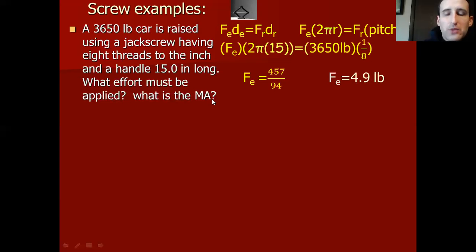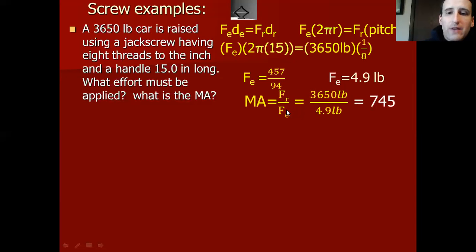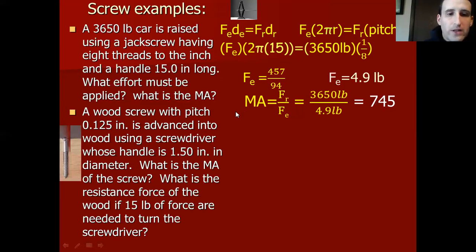So how much is that multiplying my force? What is the big mechanical advantage that I'm getting? Again, what am I lifting divided by how much force am I using to lift it? So 3,650 divided by 4.9, I'm getting a mechanical advantage of 745. So my force is being multiplied by 745 times. Again, the incredible, incredible power of simple machines in our everyday lives. Who needs an engine? We don't need an engine. We have simple machines.